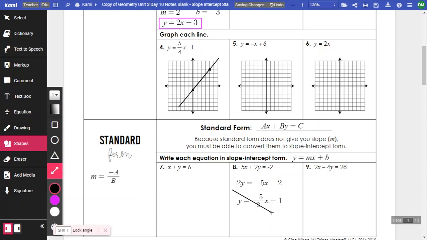And that is our equation in slope-intercept form, and notice our a was 5, and our b was 2, and our slope is negative 5 over 2. So don't let anyone tell you what you can and can't do. We totally can find the slope from standard form.